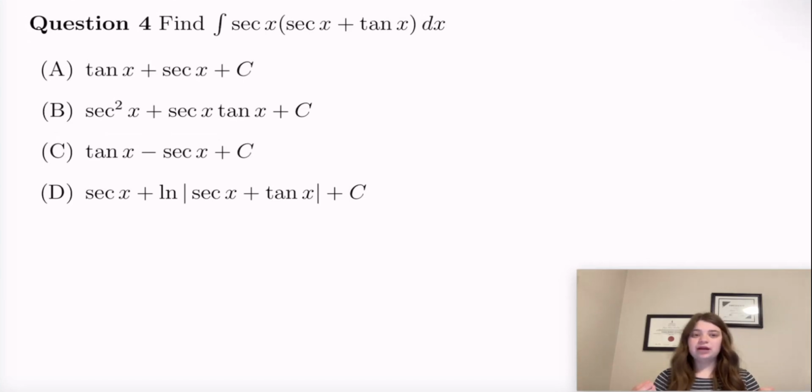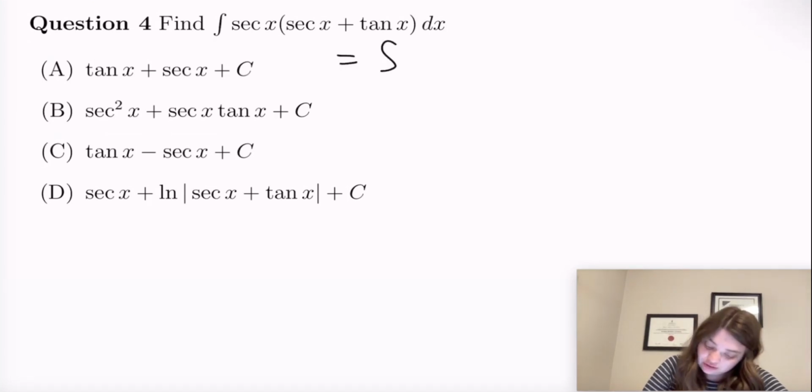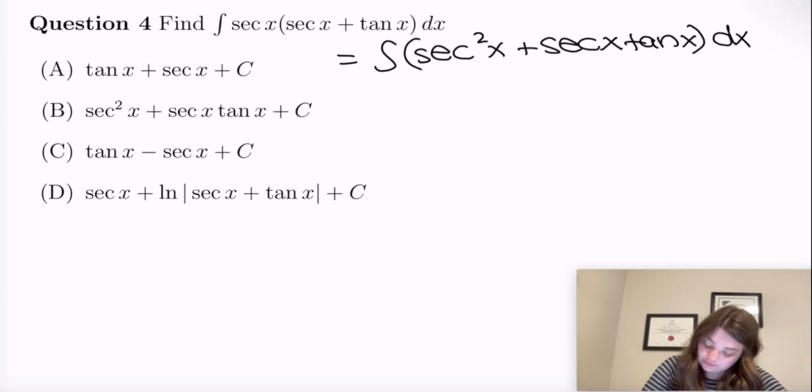However, something that I notice here is that if I use the distributive property to distribute secant x with secant x and secant x with tan x, that's going to make the problem a lot easier because a lot of these would be derivatives that we do know, which is good. So let's expand it first. So we're going to get that the integral is going to be of secant squared x plus secant x tan x. So that's our first step.